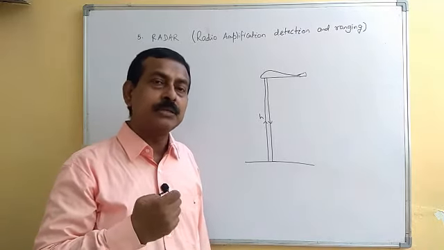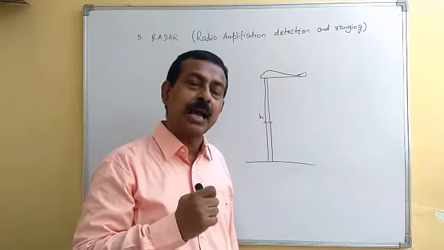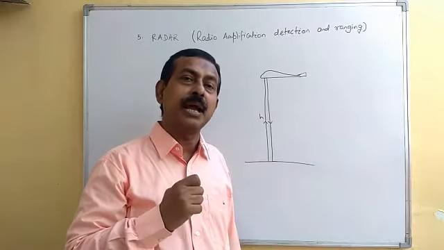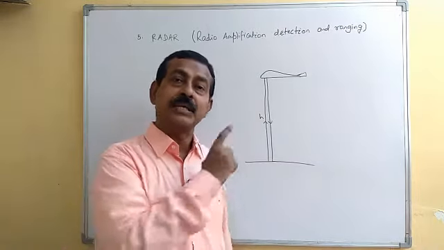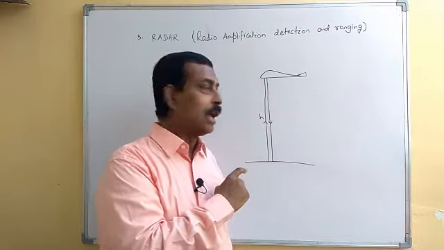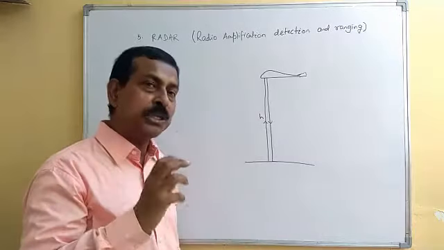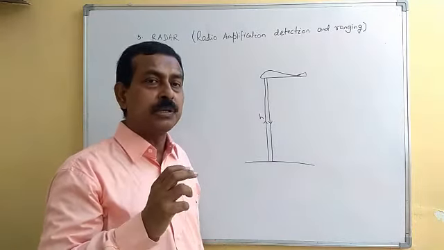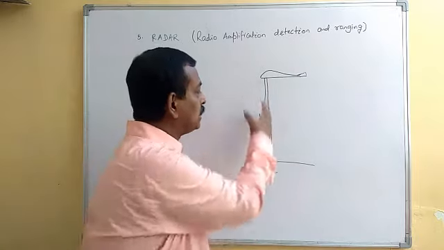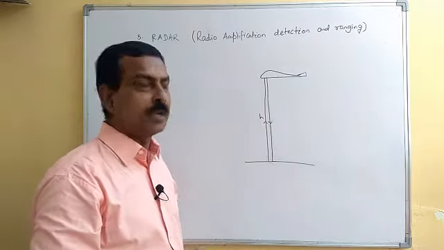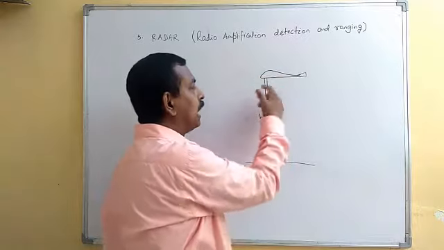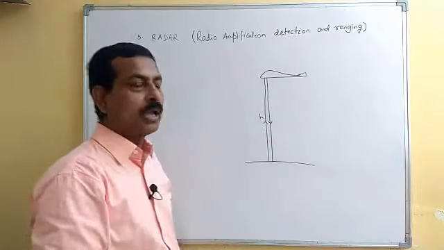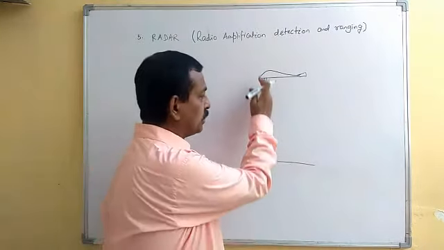What is the time lag between the transmission and reception of radio waves in that case? And as we know the speed of radio waves, we can find out the height of those obstacles. Suppose this is the unwanted object at a height h, and we are sending radio waves from here.